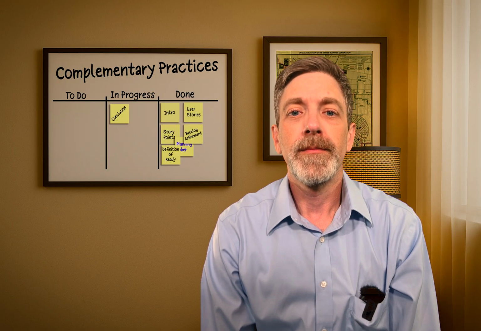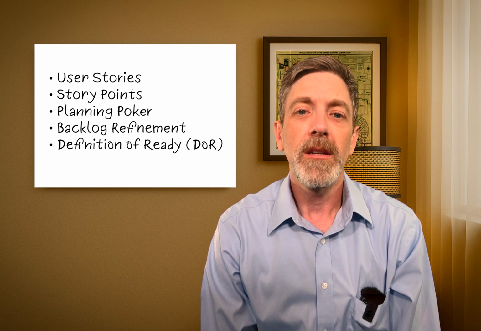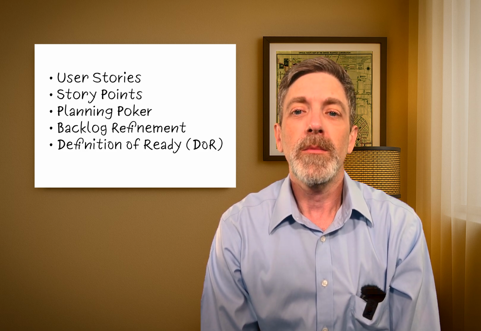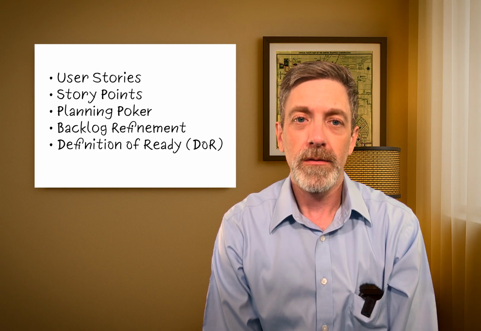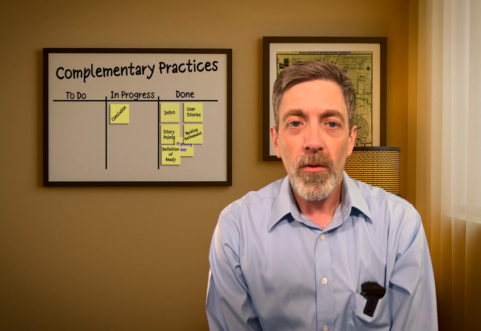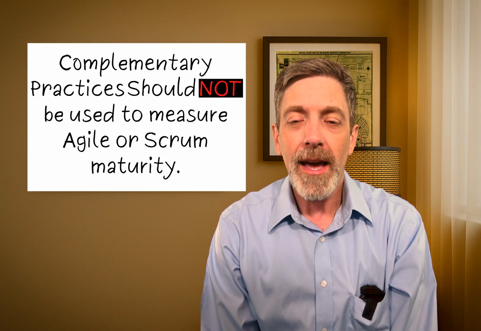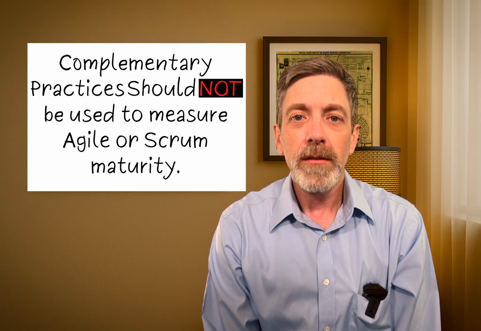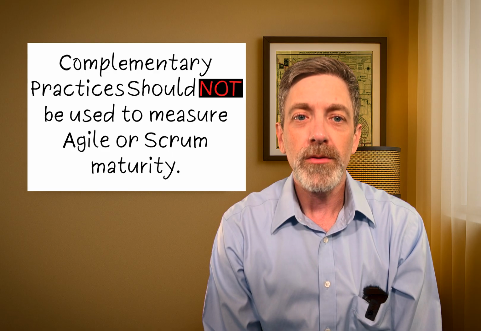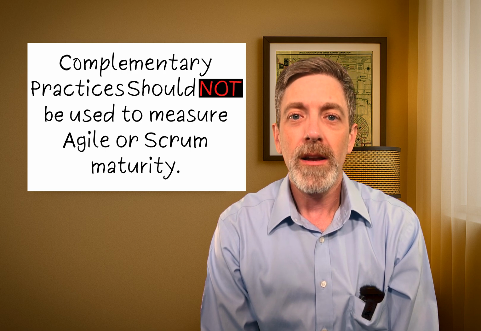To wrap it up, all the practices we've talked about today, user stories, story points, backlog refinement, definition of ready, can be incredibly useful, but none of them are required by Scrum. They are optional. And importantly, they should never be used as a checklist to gauge your team's Agile or Scrum maturity. Let me repeat that. Complementary practices should never be used as a checklist to gauge your team's Agile maturity or Scrum maturity. That's not why they are there.